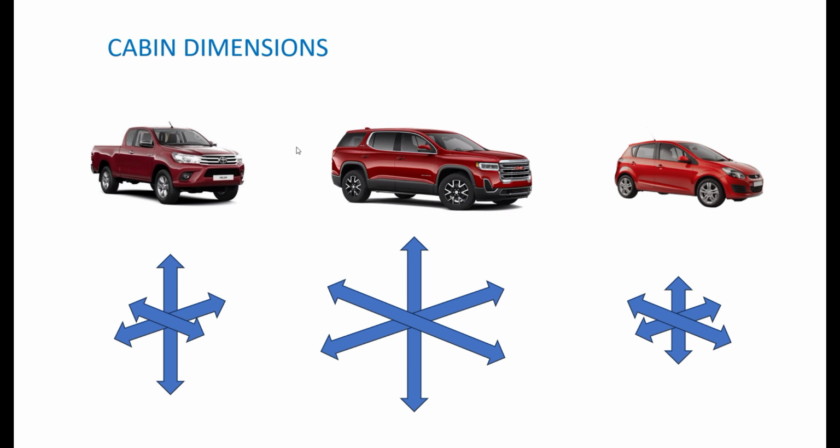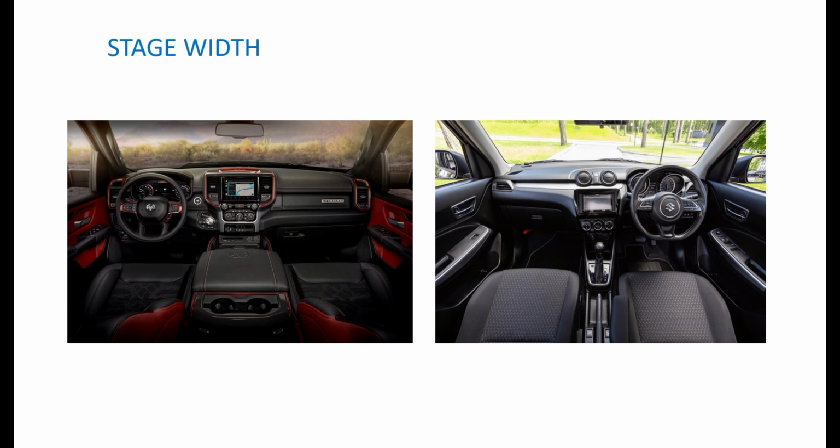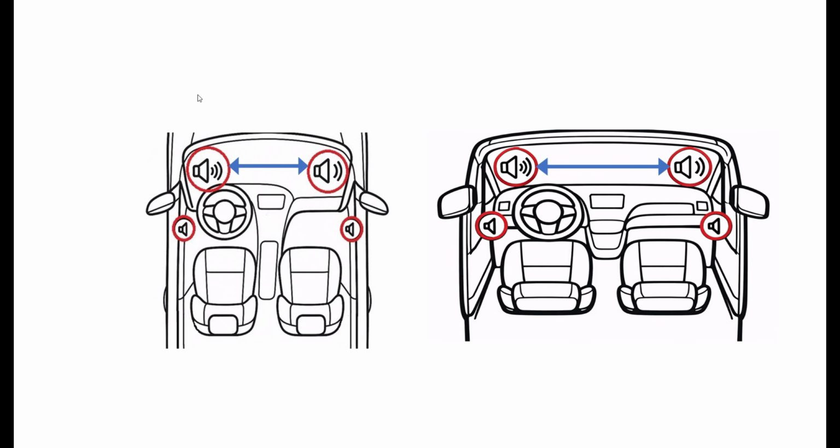And so, yeah, when we talk about cabin dimensions, these things have a huge impact on how your system will sound. And one of those things is what we call stage width. So stage width is, as the name suggests, how wide the sound stage is on your dashboard. And it's largely dictated by how far apart you can place your left and right speakers. It's not the only thing. Speaker aiming and a whole bunch of other stuff comes into play as well. But in general, the further you can place your left and right speakers apart, the wider your stage width will be.